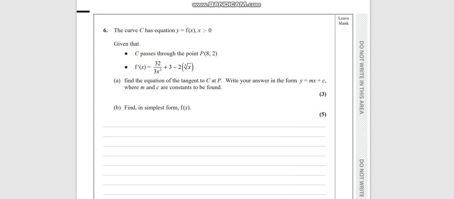Today I'll be attempting the sixth question from the IAL Pure Mathematics P1 module, the new one, sat in June 2021. So without further ado, let's get started.